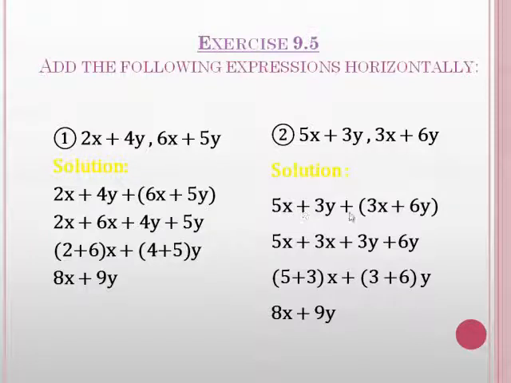5x plus 3y plus 3x plus 6y. Now we separate the like terms and add them. 5x and 3x are the like terms, and 3y and 6y are the like terms. So we add the coefficients of the like terms, which are 5 plus 3, where x is the common variable. Now 3 plus 6, and y is the common variable between them. Now 5 plus 3 is 8x, and 6 plus 3 is 9y. We add the like terms together. Okay, 8x and 9y are unlike terms, so they do not add with each other.